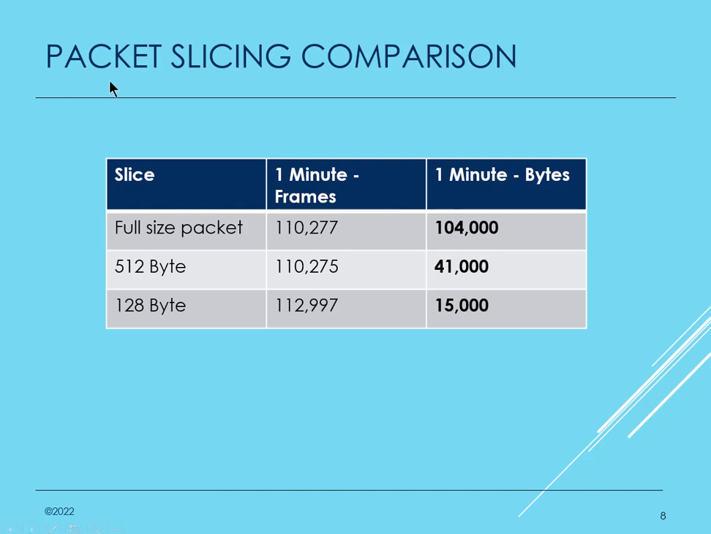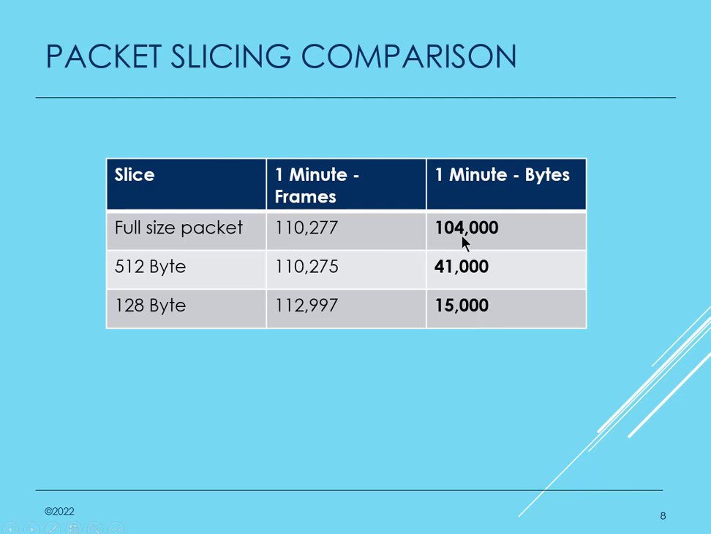Lastly, so here's a packet slicing comparison. So I ran a 1-minute trace on this link. It has a whole ton of stuff going through it, so it's pretty consistent. And you can see within a minute, it was 110,000, 110,000, 112,000. It was pretty close, right? The bytes are totally different.